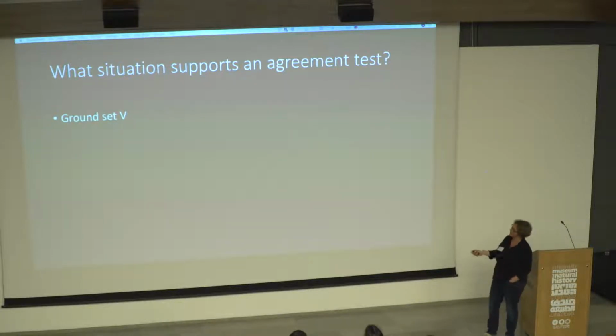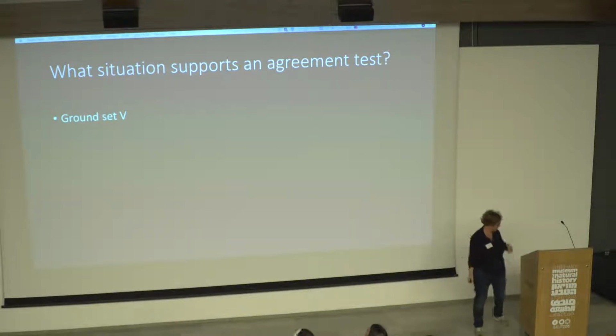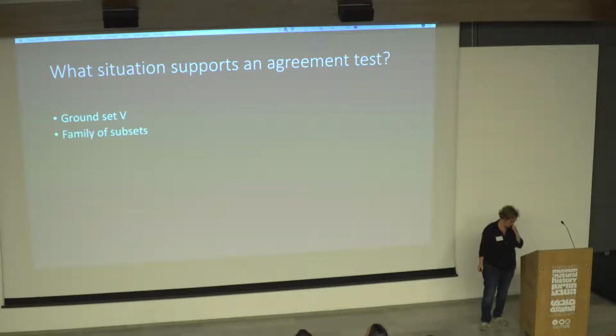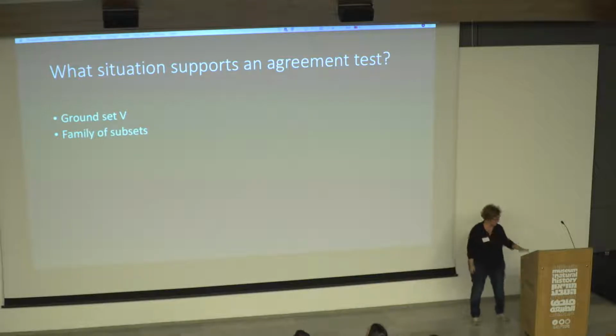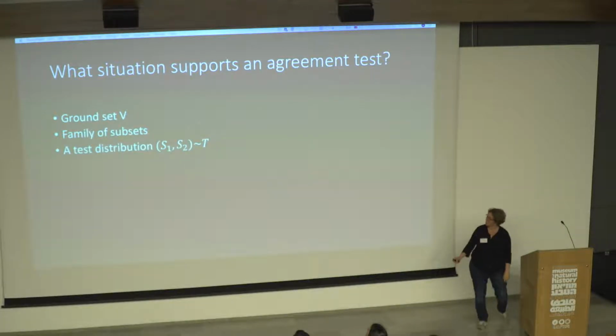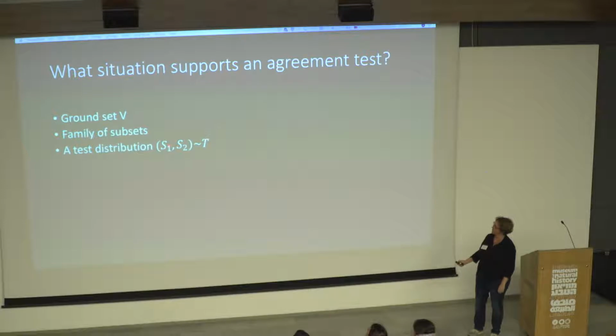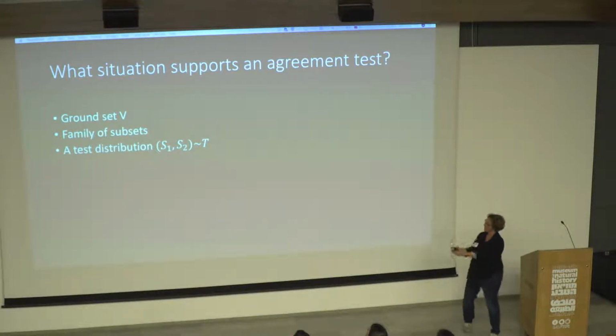So what are we talking about? There's a ground set V of points, or vertices, if you will. Then you have some family of subsets, like the points in a line or the neighborhoods of a vertex in an expander. So each subset is some set of points of V. And you have some test distribution that says S1 and S2 belong to this family of subsets, and you choose a pair of them according to some distribution specified by the test.